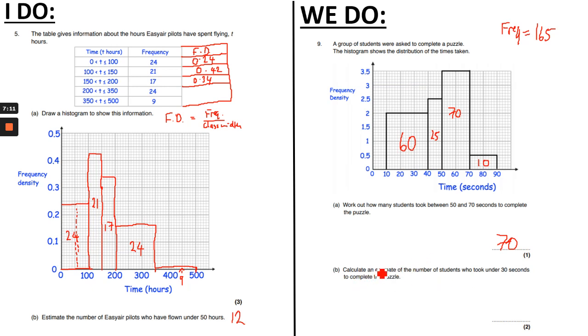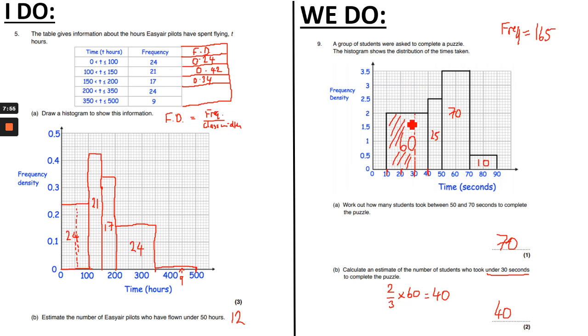And then it says calculate an estimate of the number of students who took under 30 seconds. Again, we haven't got a group that's less than 30 seconds. What you can see is we have got a group here with 60 people in it. So actually, we could split them up. Less than 30, we've got 1, 2, 3 bars. So actually, we've got 2/3 of the way into 60. So we can just do 2/3 of 60 and work that out. So our estimation is going to be that there's 40 under 30 seconds.